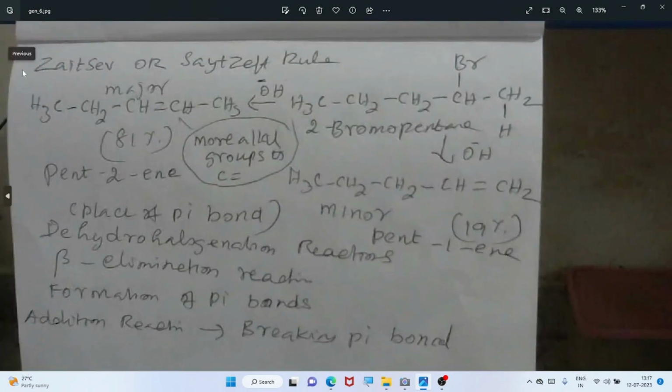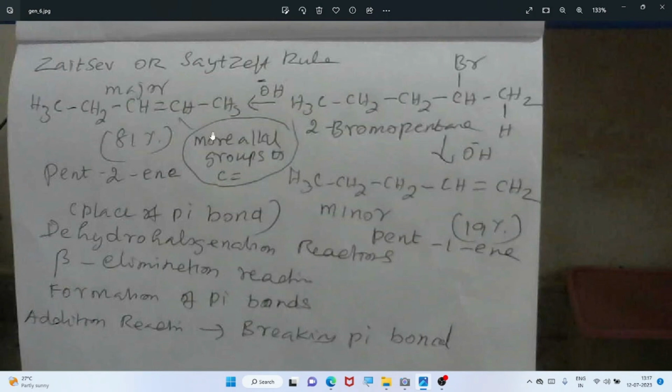There is one more rule, Saytzeff's rule, pronounced like this also. If you take this molecule, 2-bromopentane, when it reacts with OH, a double bond will be formed, whether on the right side of the bromine or the left side. Here there are 2 products, one 81% and the other 19%. This is minor and this is major. Which product will be formed is given by this rule.